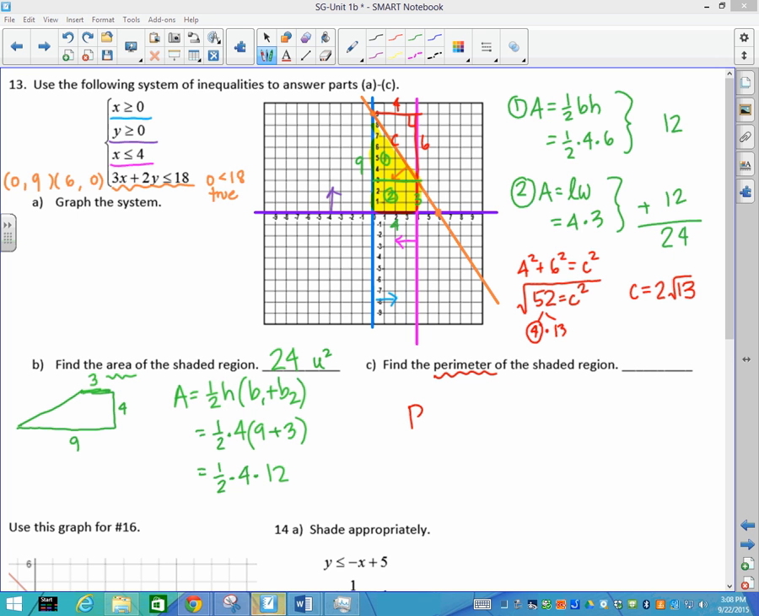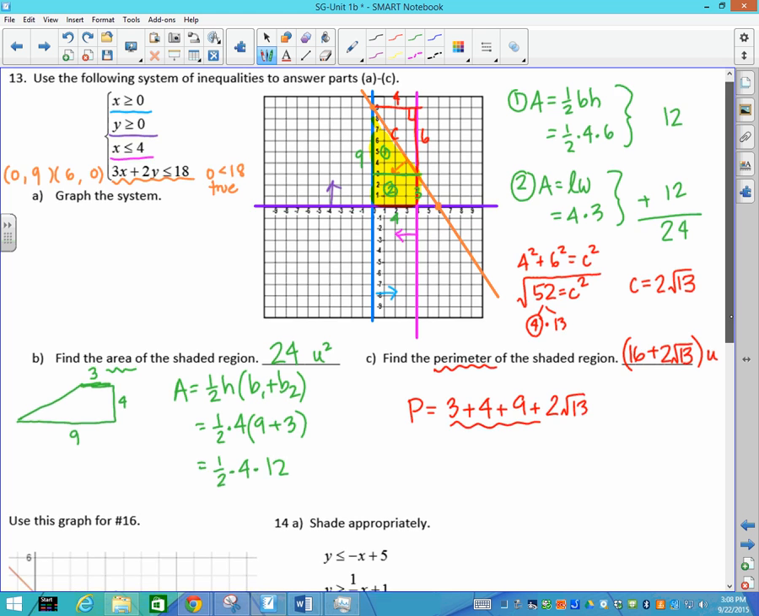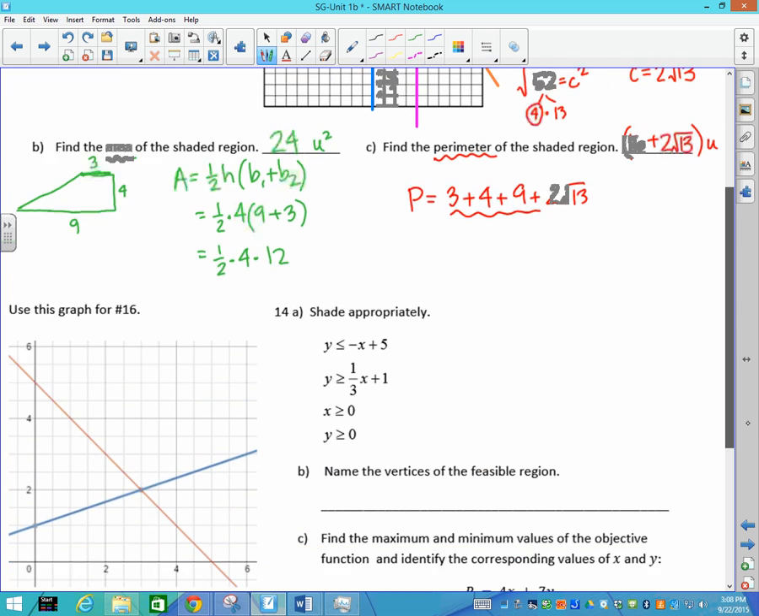So when I'm finding my perimeter, which is the distance around, I'm going to have 3 plus 4 plus 9 plus 2 square roots of 13. And these are like terms, so you would combine those and get 16 plus 2 square roots of 13. And that would be units, not squared, because we're just talking about length. All right. Moving on.